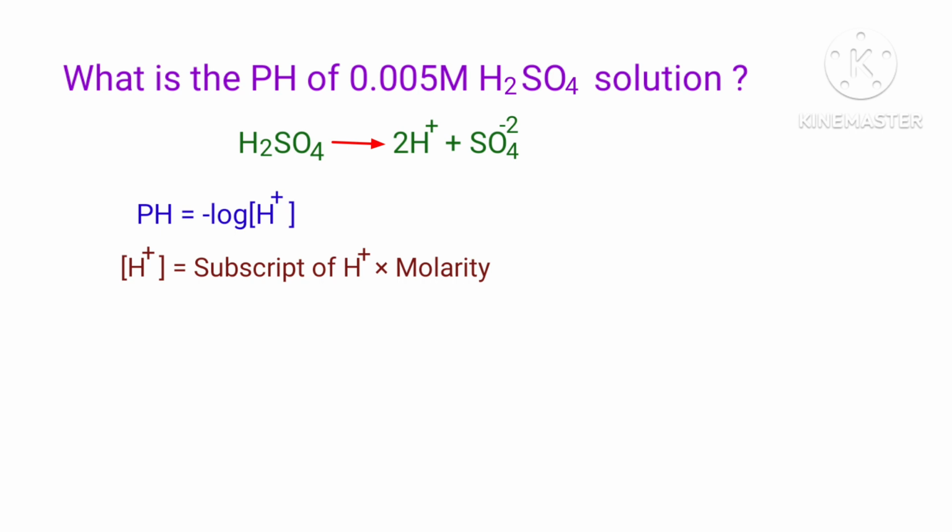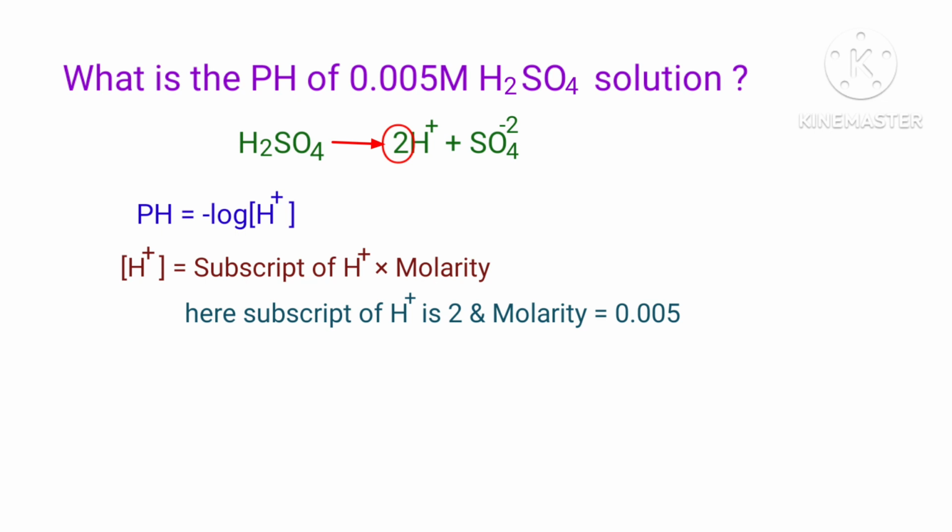The concentration of H+ is equal to the subscript of H+ times the molarity. Here, the subscript of H+ is 2 and the molarity is 0.005. So the concentration of H+ is equal to 2 times 0.005, which equals 0.01.